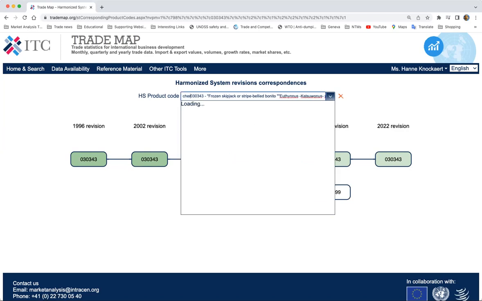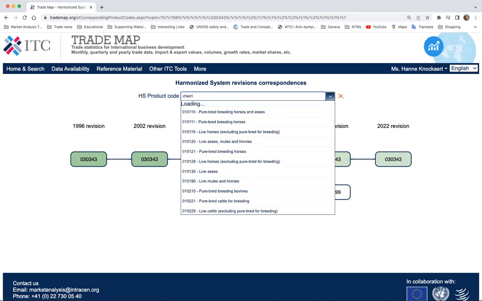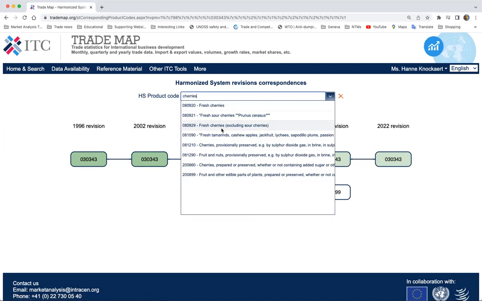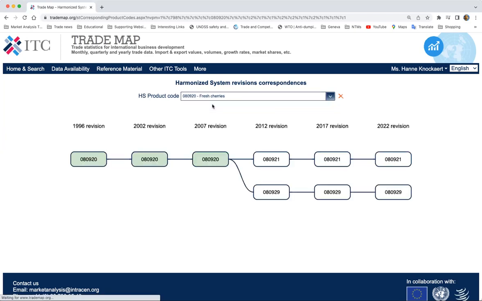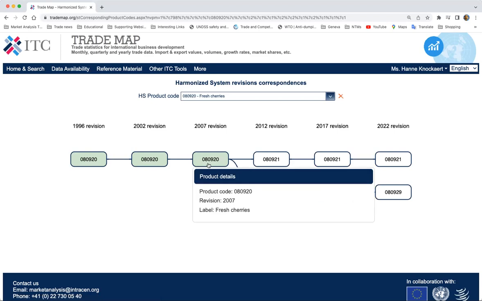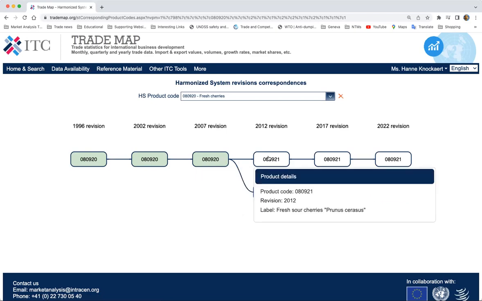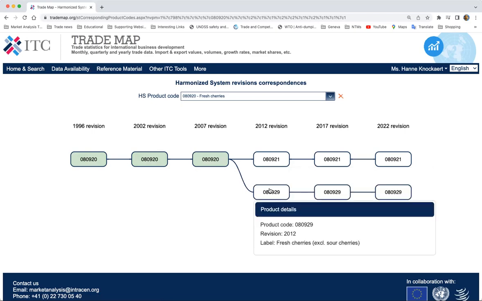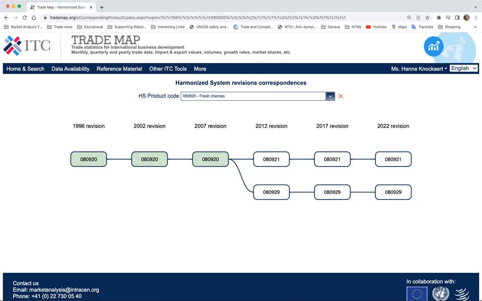But another example might be cherries. If I want to look at what happened to the code with fresh cherries, we can see that until 2007, we just had one code for fresh cherries. As of 2012, the customs organization split them up by fresh and sour, or fresh cherries excluding sour cherries. So it's just an example of how these codes might change.